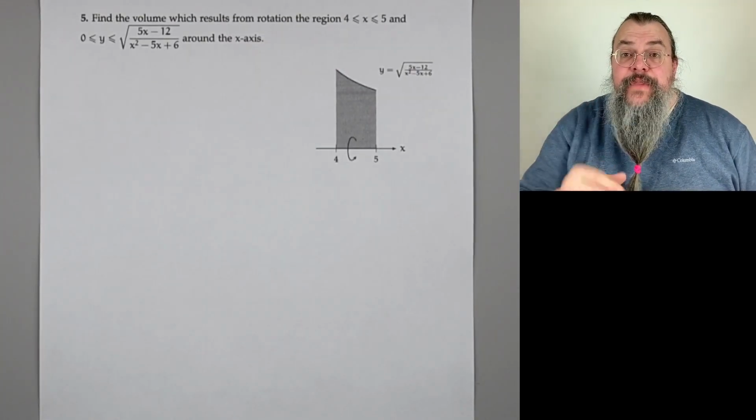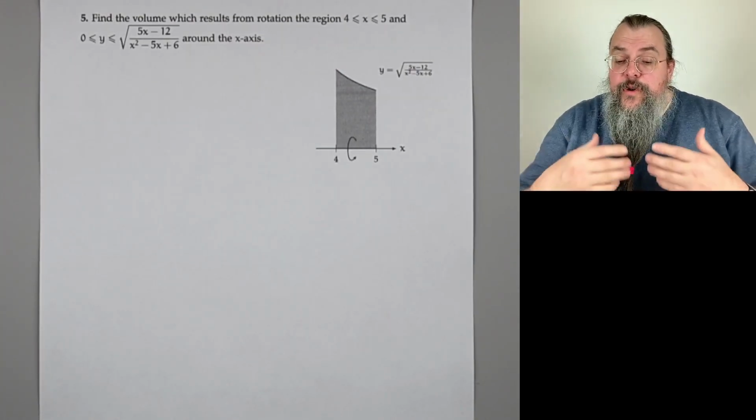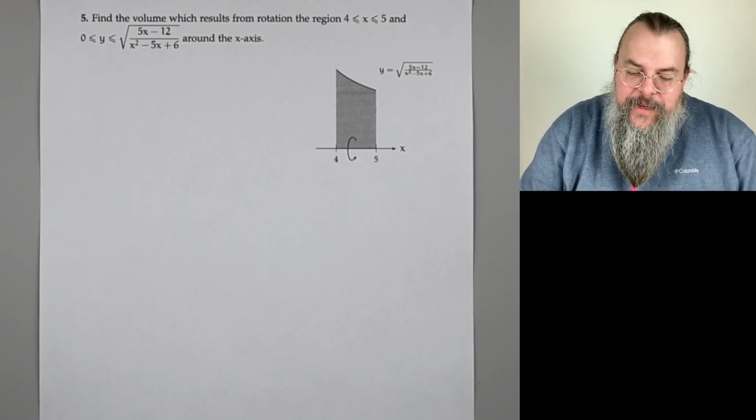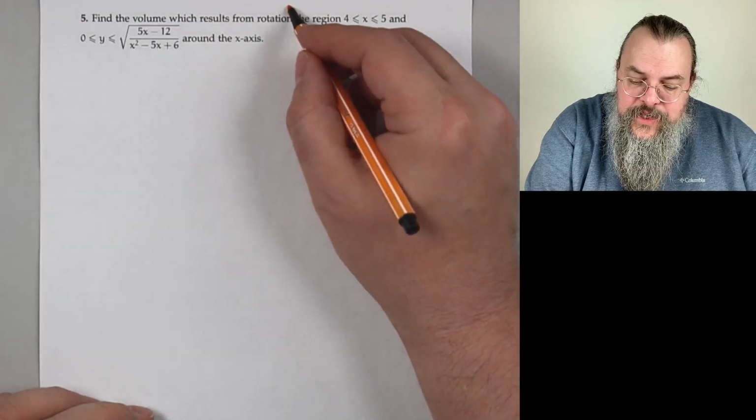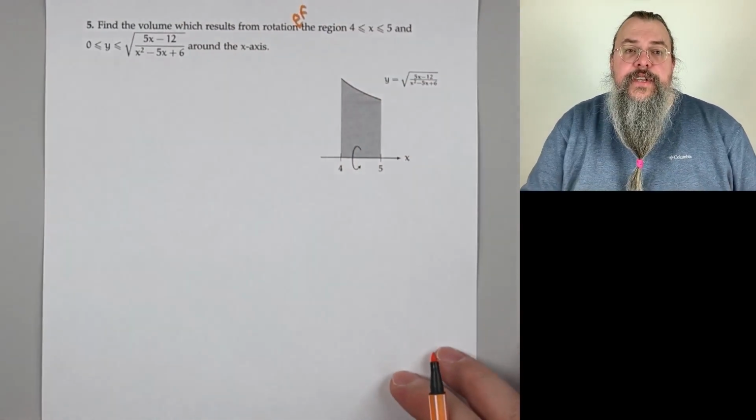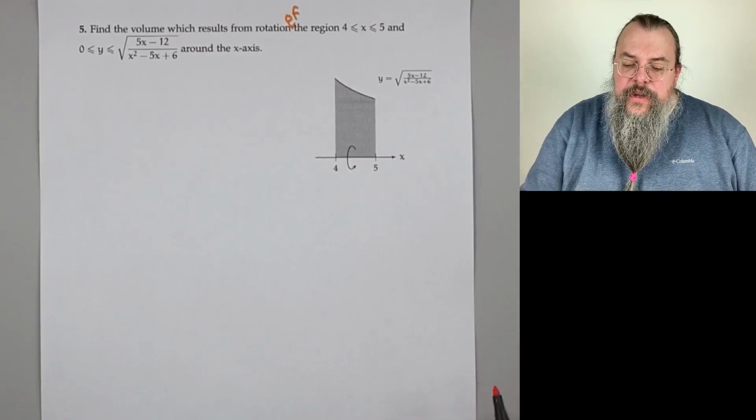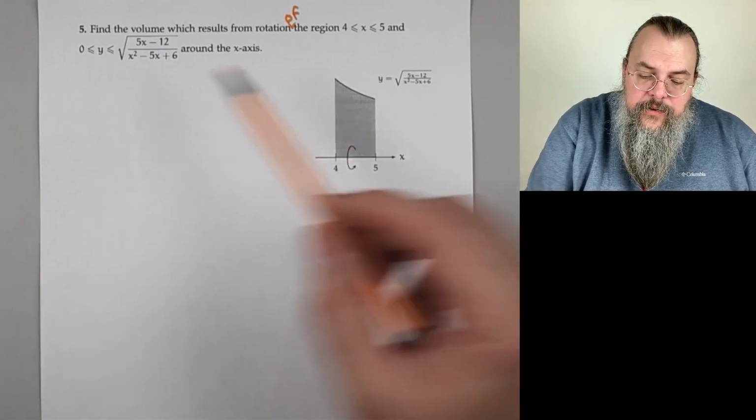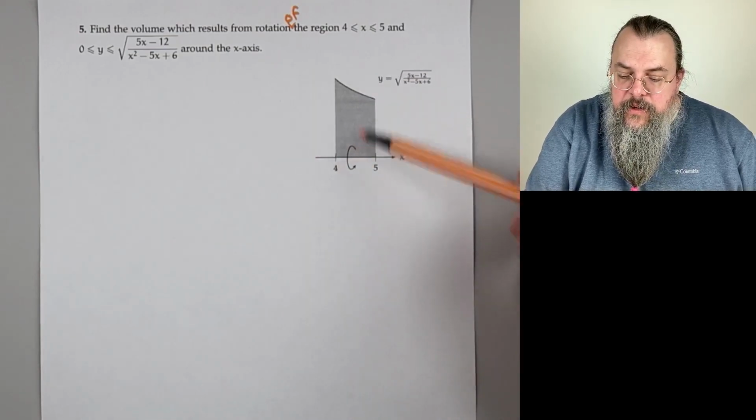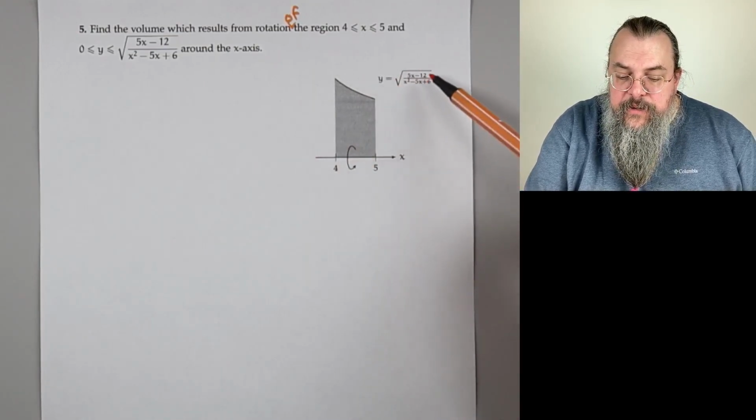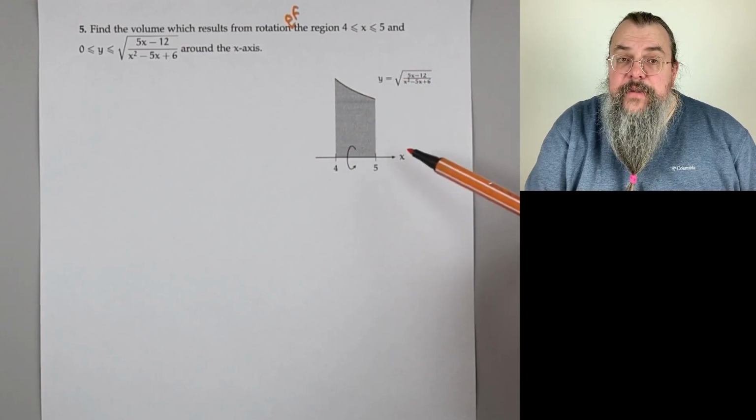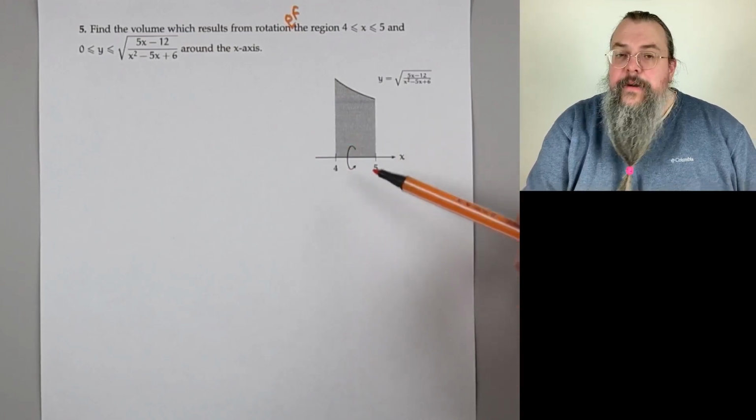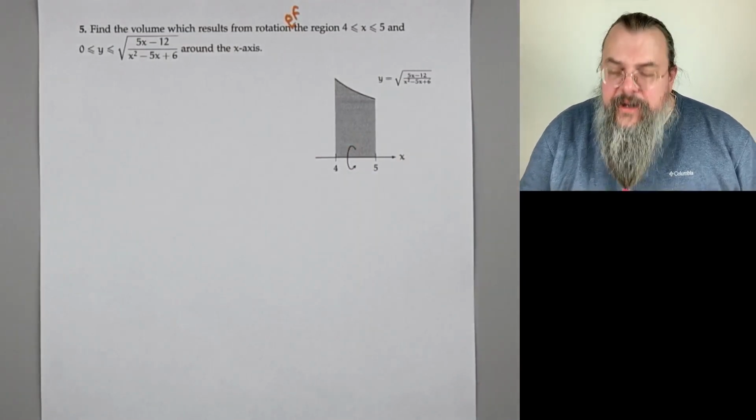Number 5. Find the volume which results from rotation, the region. I think they missed a word here. Maybe rotation of the region or rotating the region. All right, rotation of the region. X goes from 4 to 5, so there we have that. And y goes from 0 up to this curve. So, they actually even drew us a picture. Square root 5x minus 12 over x squared minus 5x plus 6. And around the x-axis. Wow, we didn't even have to draw anything. They did it for us.